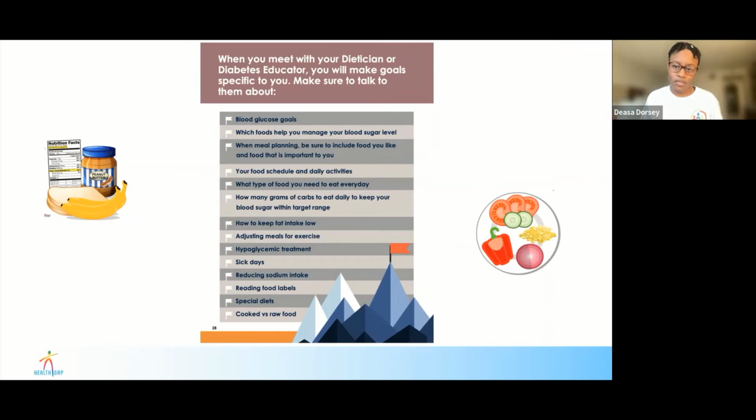So if we know we like pizza, we should discuss ways that we can still enjoy it while having diabetes. We might have to make some changes. It could be a different crust. We could try different sauces. Maybe we change up the toppings, more veggies, whatever it is.